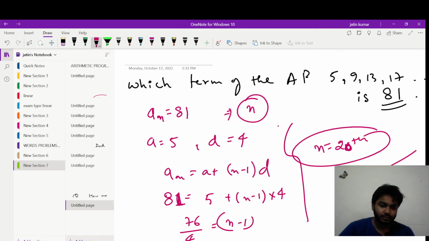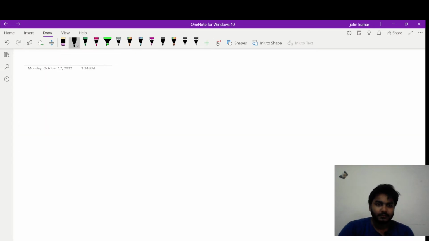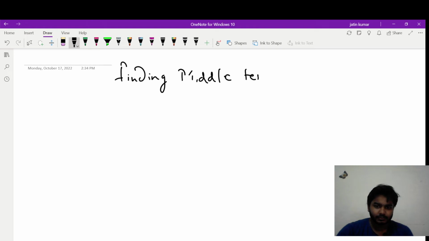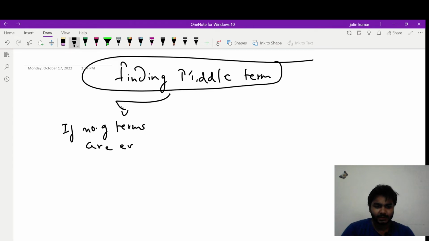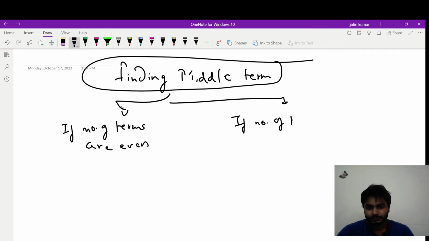Okay, now the next concept, finding the middle term. If you are asked to find the middle term, what will you do? If the number of terms is even, and if the number of terms is odd, there is a formula.